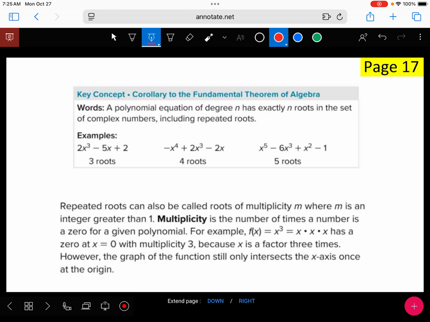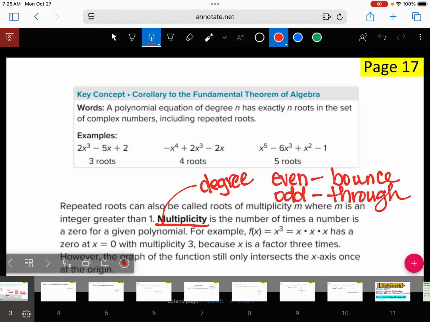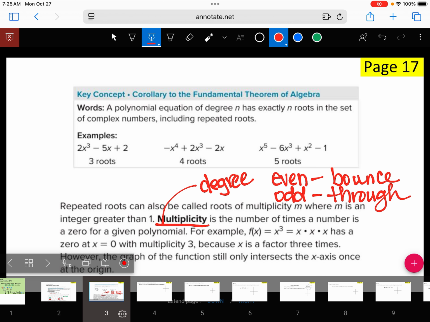The word multiplicity tells you the degree. So I'm just going to put that up here, degree. And I want you to write that you should kind of know this already. If it's an even degree, it's going to bounce. And if it's odd, it goes through. So we're just going to practice sketching. We're not going to actually graph anything accurately, but we are going to make a few sketches.